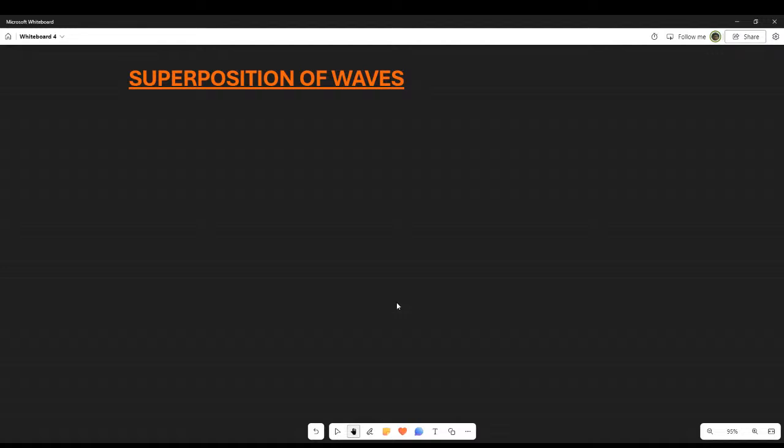Superposition of waves includes the standing wave and beats. Interference of waves, you can say. So this superposition of waves has a better name, that is called interference of waves.